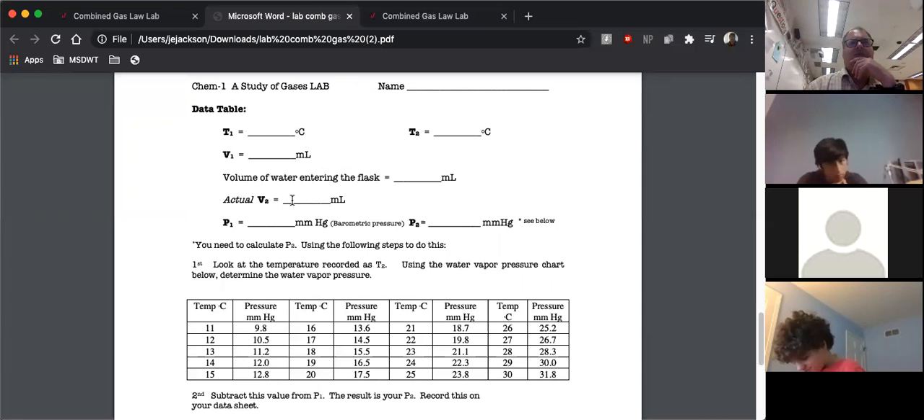You'll actually, I believe, find V2. No, you'll find V1 first, and then you can find V2 from the subtraction.